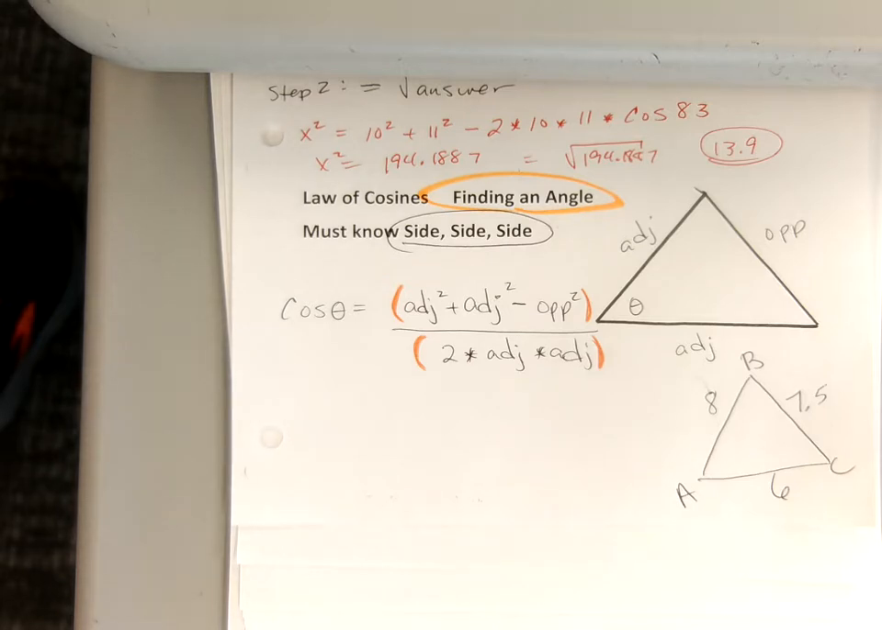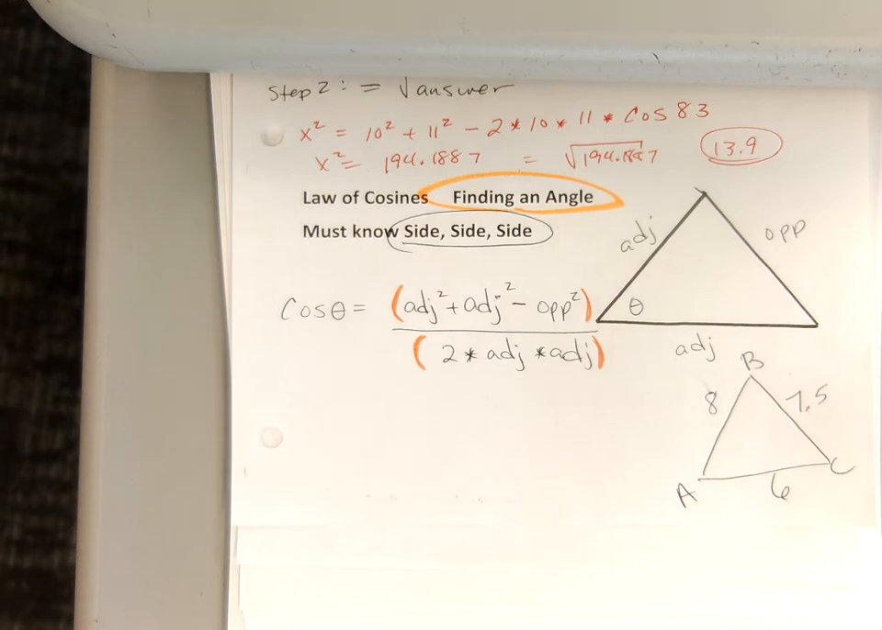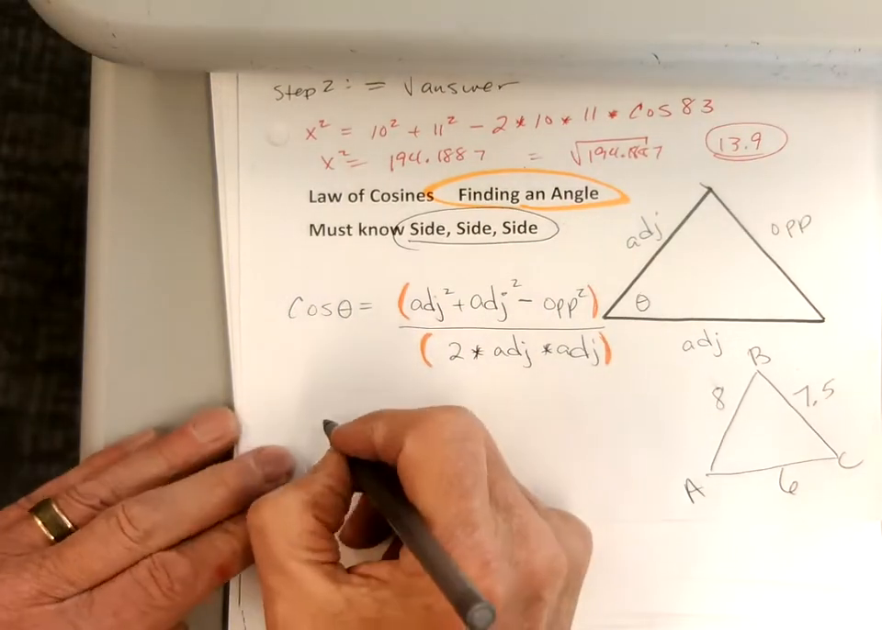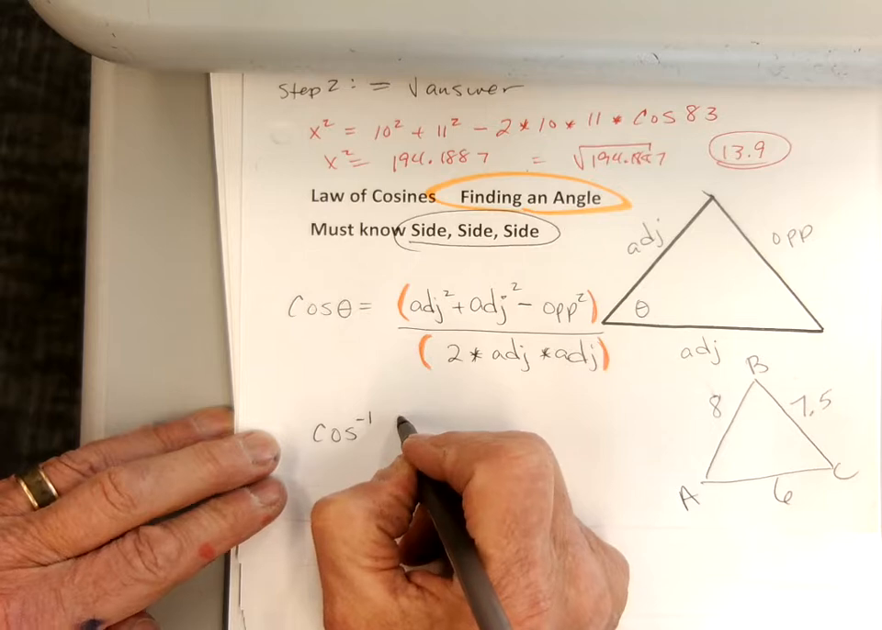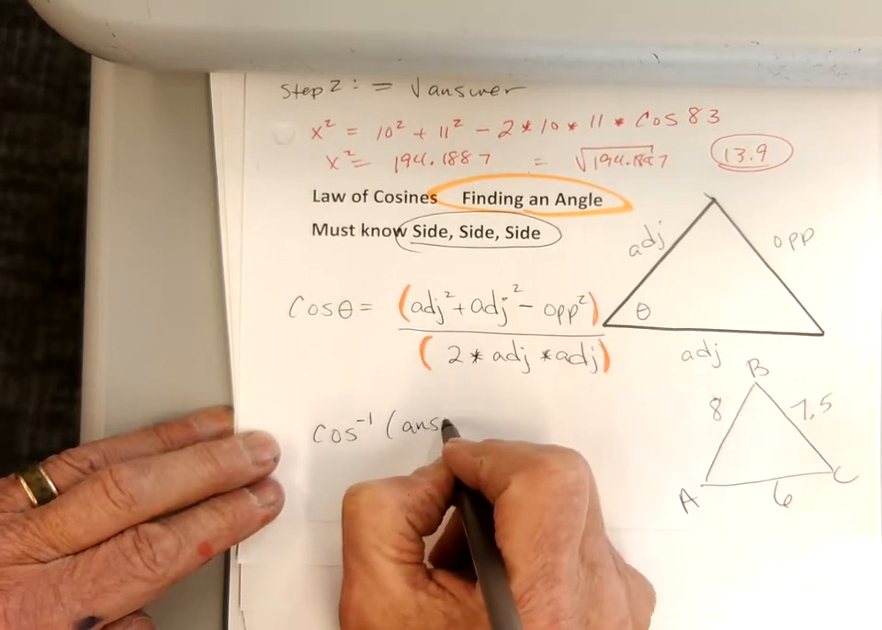Now, there's one more thing, which you know. What I'm looking for is an angle, right? So I've got to do one more thing. The second step is to take whatever this is and take the cosine inverse, right? Because I'm looking for the angle. So my second step then would be to take whatever this is, and I'm going to go cosine inverse of that answer. Okay?